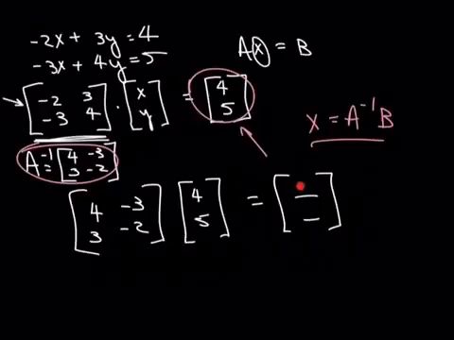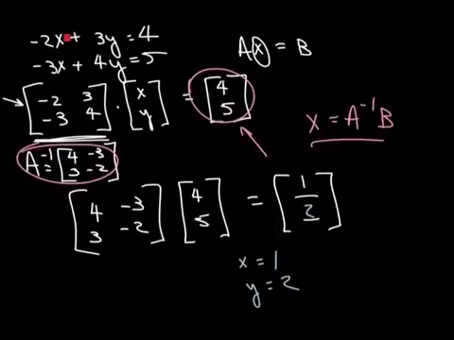So to find this point here, this is first row, first column. First row, first column. 4 by 4 is 16 minus 15 is going to be a 1. And this number is row 2, column 1. So 3 times 4 is 12, plus -10 is 2. And that's it. So x equals 1, y equals 2.